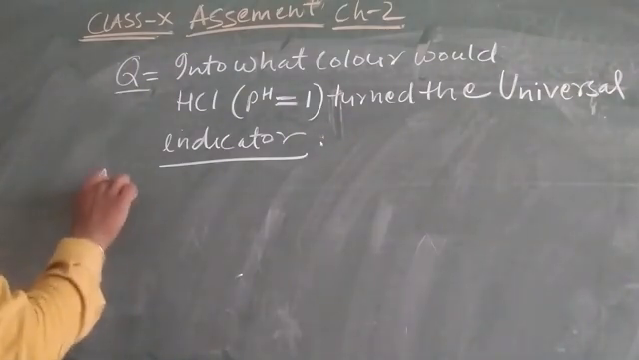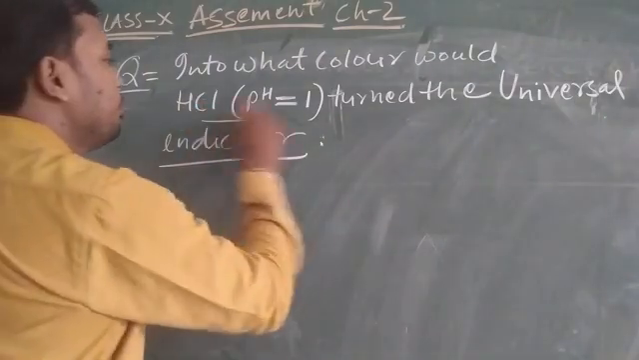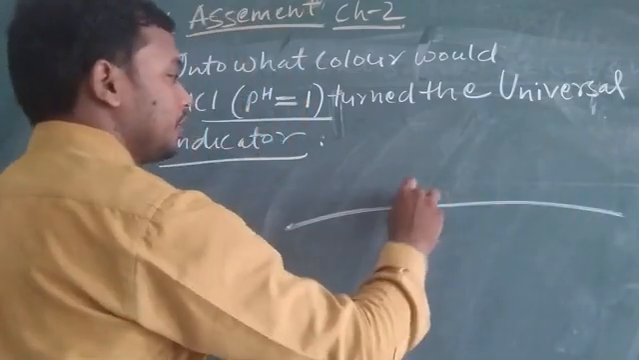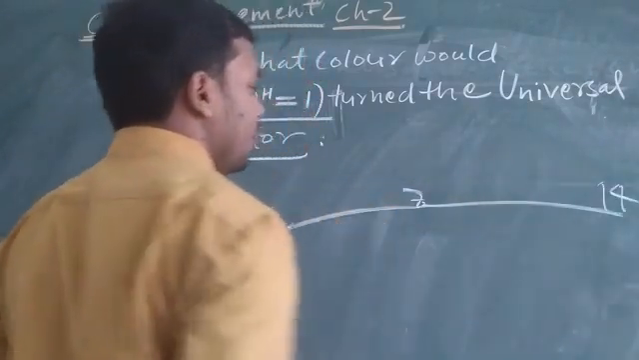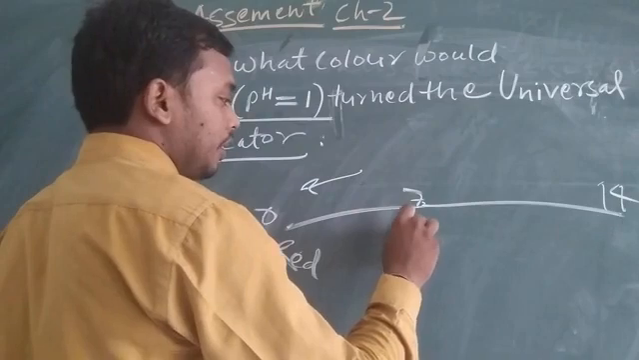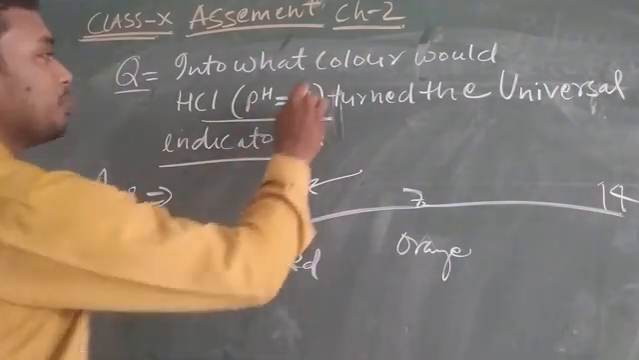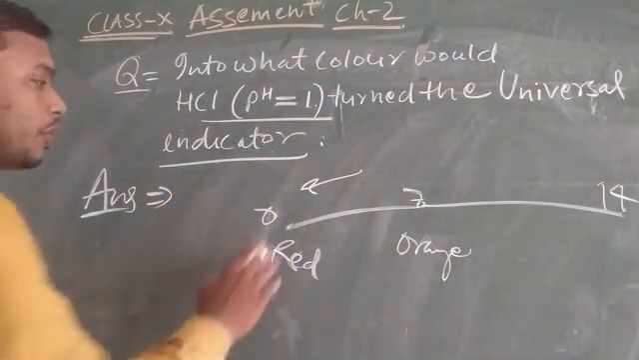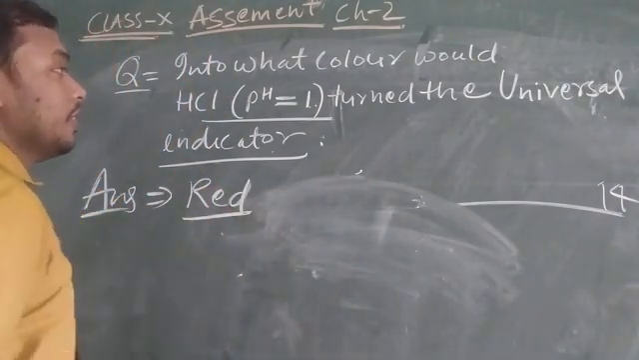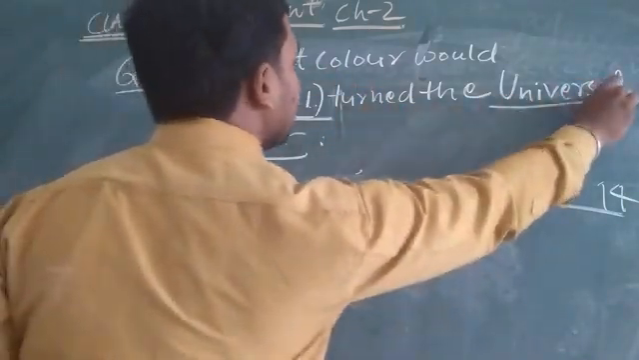So the answer is that, if you remember the pH scale, it has 7 in the middle, 0 at one end and 14 at the other. When we move from the left, we find the red color, and here we find the orange color. So what color will we find at pH 1? We will find the red color, after addition of universal indicator.